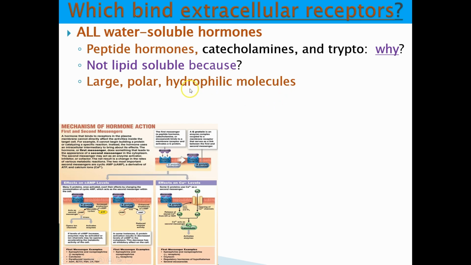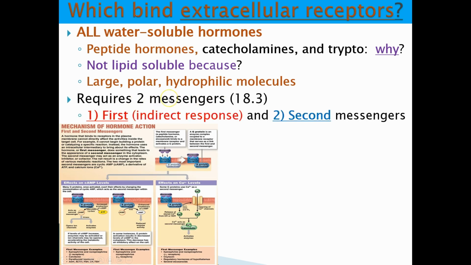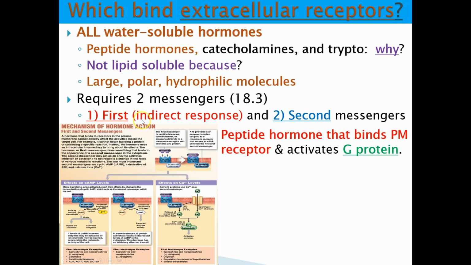All right, but in this case, what complicates the matter is we have to actually have two messengers. Now, there's actually going to be a whole bunch of chemicals inside the cell, all right, but the first messenger is going to be the hormone itself. It's the indirect response. So note, I would circle this and write off the side or make it very clear that you understand that the first messenger is going to be your water-soluble molecule, which mostly is going to be the peptide hormones. Again, catecholamines still fall in here.